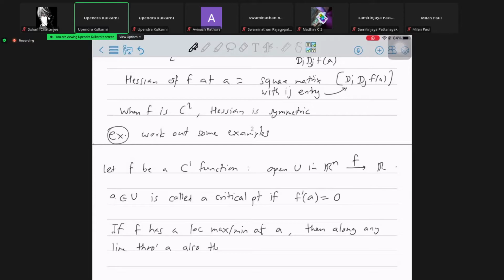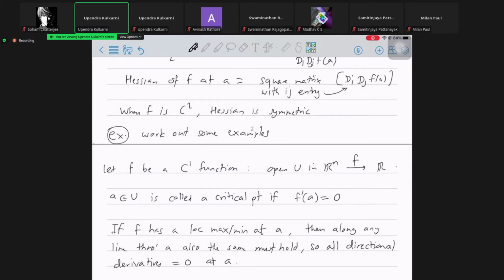the same must hold. And hence all directional derivatives must be 0, by one variable calculus. In particular, all partial derivatives must be 0. And because I have taken the function to be C1, the partial derivatives will determine all the directional derivatives.